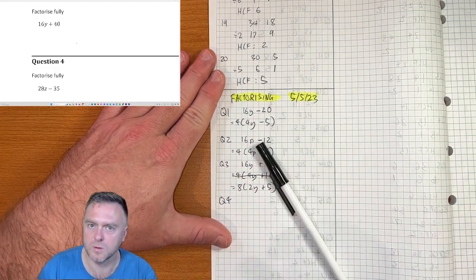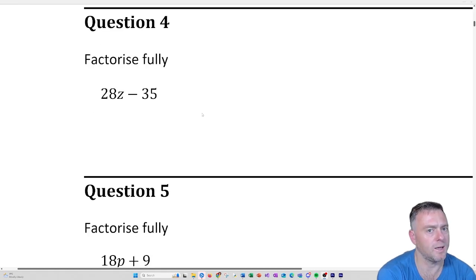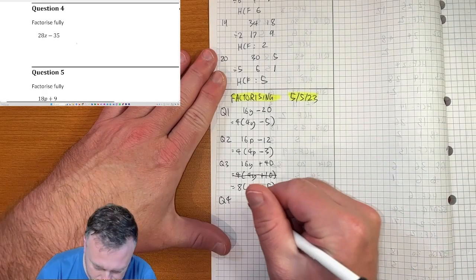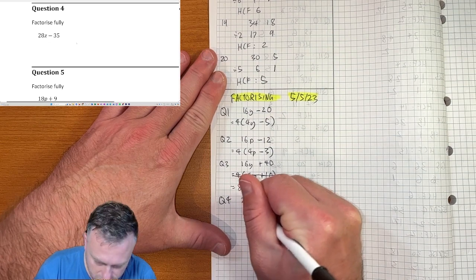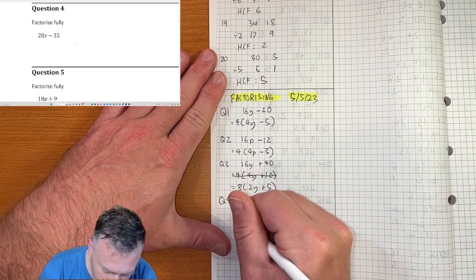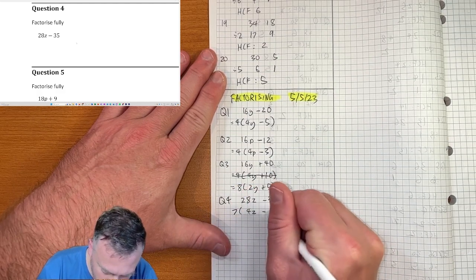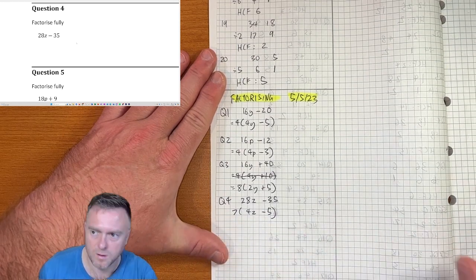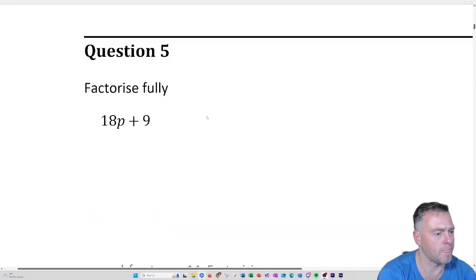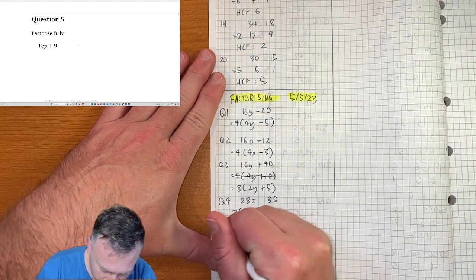Question 4. 28z minus 35. So we've got 28z minus 35. Divide both of those by 7. We're left with 4z minus 5. Question 5, 18p plus 9. So here we go.